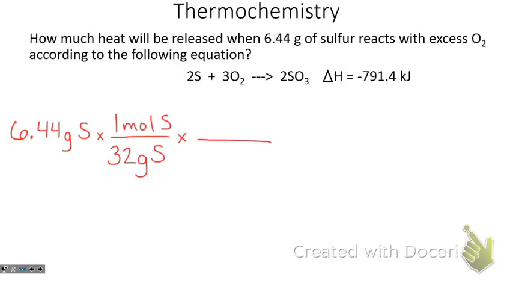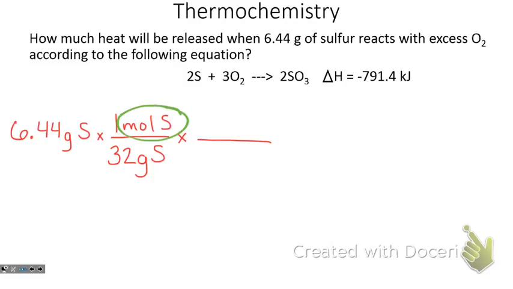But that's not all this problem's asking for. This problem's asking if I start with a certain amount of grams of sulfur, how much heat will be released. So the same way in the last unit, we were comparing, let's say, moles of our reactant to moles of a product, now we can compare moles of our reactant to heat released. So it's almost the same idea here. It's almost kind of like looking at ratios. And I'm just going to tack on one more conversion here.